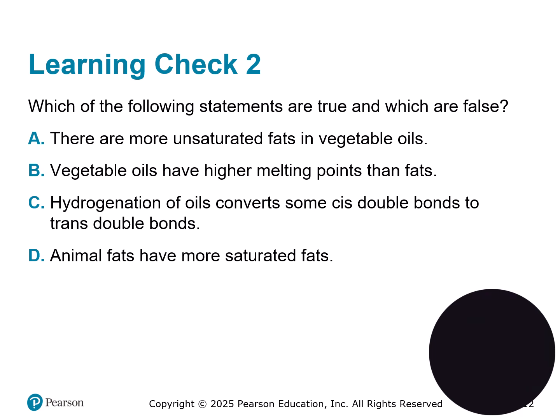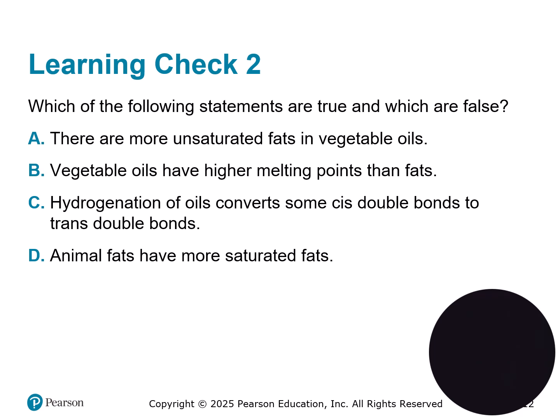So, which of the following statements are true and which are false? Let's evaluate each one. A: there are more unsaturated fats in vegetable oils. Well, you saw from the chart, yeah, there's a lot of unsaturated fats in vegetable oils compared to animal fat. So this is sort of an open-ended question. That would confuse me because what are we comparing it to? Because we know some vegetable oils have saturated fats, right? But yes, this is primarily true.